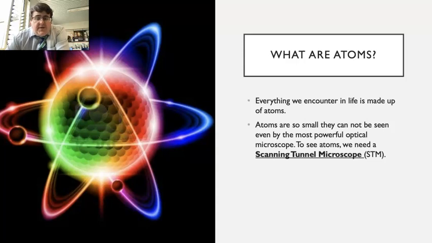Atoms are so small, they cannot be seen, even by the world's most powerful optical microscope, we should say, like a light microscope like we have at school. We can't see atoms with that. In order to see an atom, you would need a scanning tunnel electron microscope, or an STM. Now, I know that we've had the electron microscope at school sometimes, but that electron microscope would not be powerful enough to see atoms. You'd need a really high grade scanning tunnel microscope for that. So, summarising there, atoms are the smallest building blocks of everything in life.